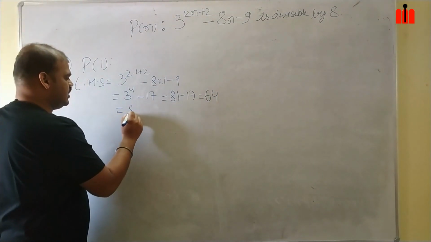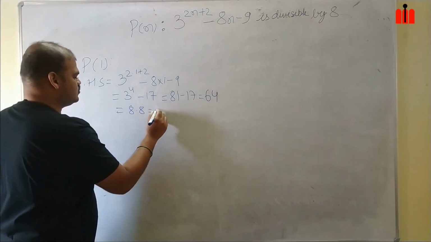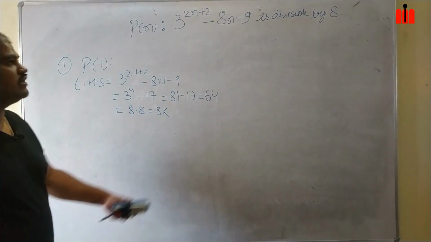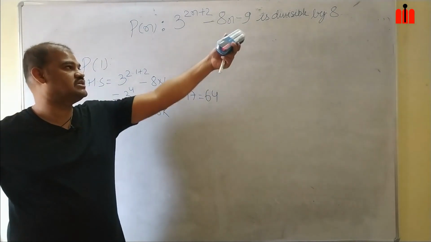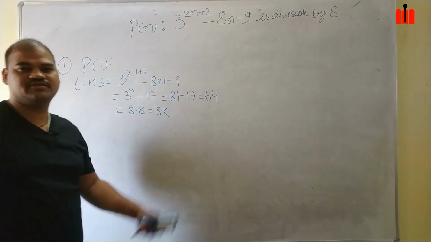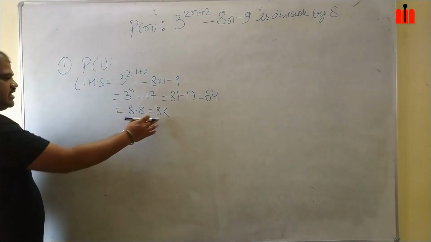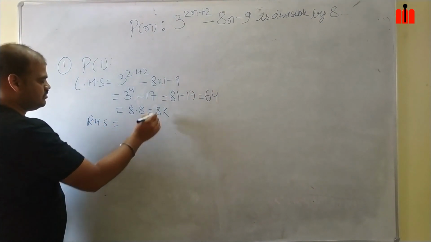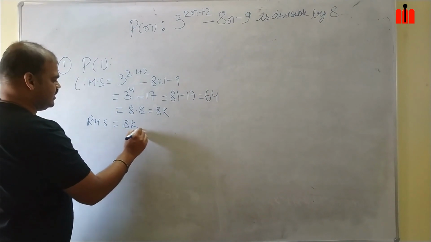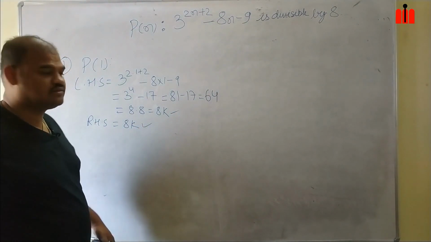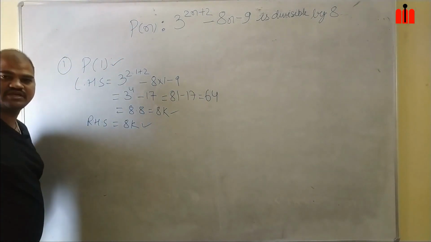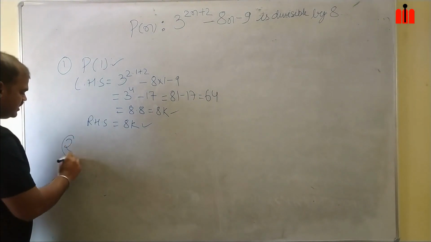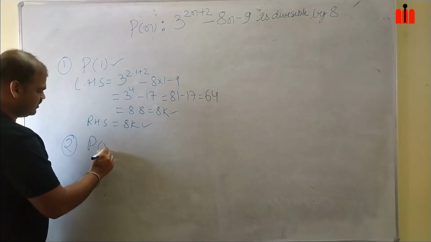It is 8 into 8. So can I write it as 8k. Okay, so my RHS for this will be 8k because it is divisible by 8. Problem is it is divisible by 8. So it is 8k. My RHS will be 8k. Both of them are matching. That means my P1 check is done. Right? Now let's come to our concrete statement.